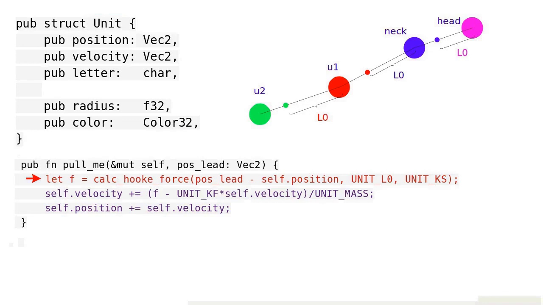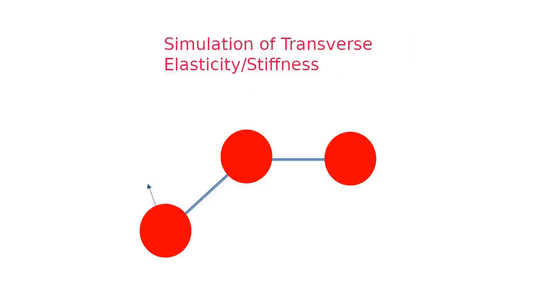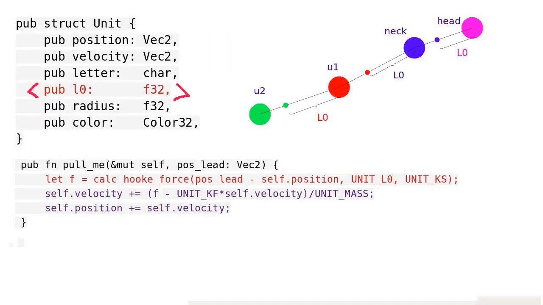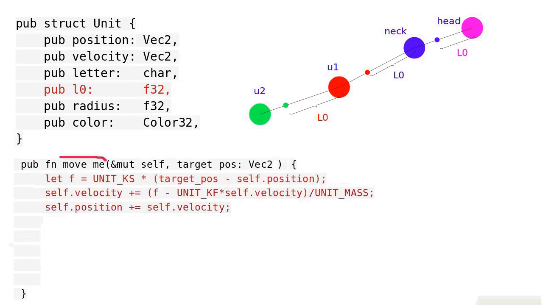This is the code to move the unit. First, we calculate the force, and then we move the unit. If the worm is rigid, we expect the chain of body parts to stay straight. We introduce a field called L0 and a new method that uses this field. The parameter, target POS, represents the rest position for the current unit. The variable F represents the force calculated based on Hooke's law, which makes the unit move. So far, this code is no different from the old one.